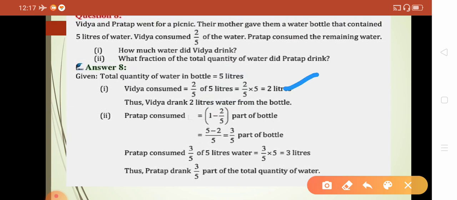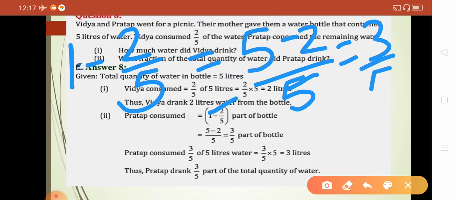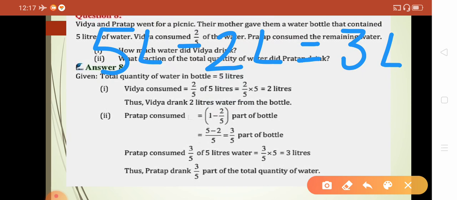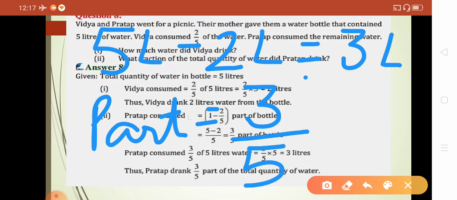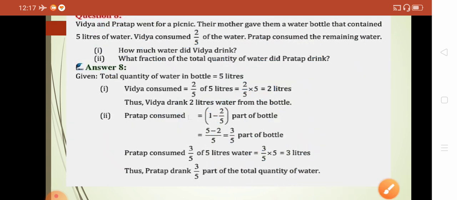Now how much did Pratap consume? Total we have 1 complete value. Out of that, 2 by 5 is consumed by Vidya. So we are left with 5 by 5 minus 2 by 5, that is 3 by 5 part consumed by Pratap. Or otherwise you can solve it like this: 5 liters total we have, out of that 2 liters was consumed by Vidya. So how much is left? 3 liters. So the part of Pratap is 3 liters out of 5, so 3 by 5 part is consumed by Pratap. In this way you can also solve this.